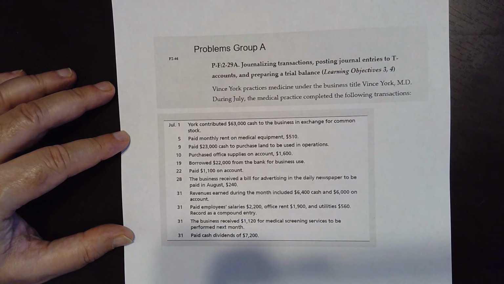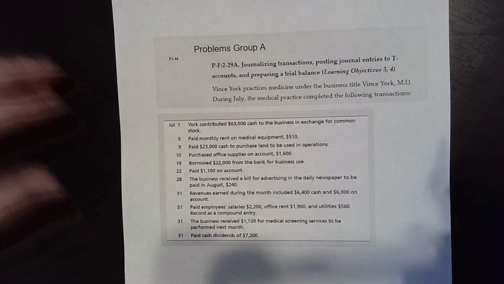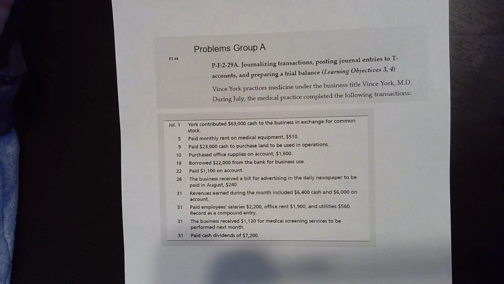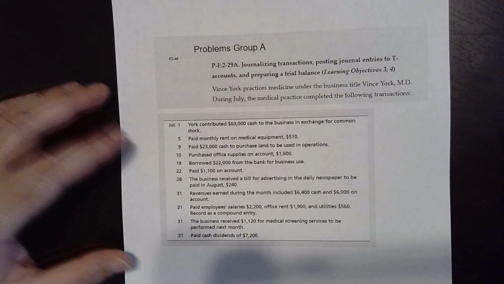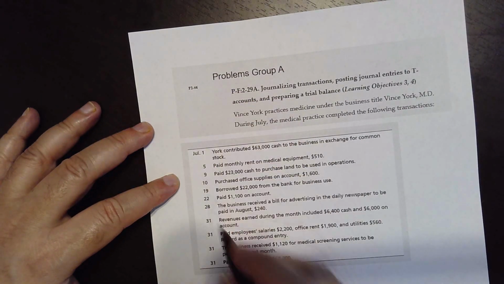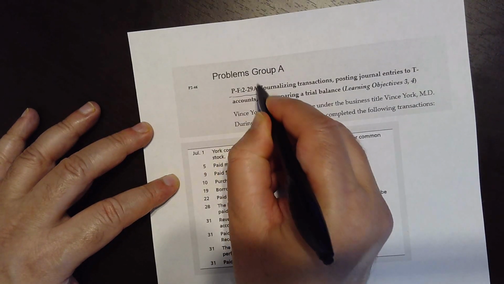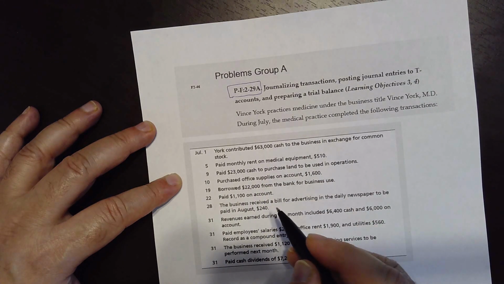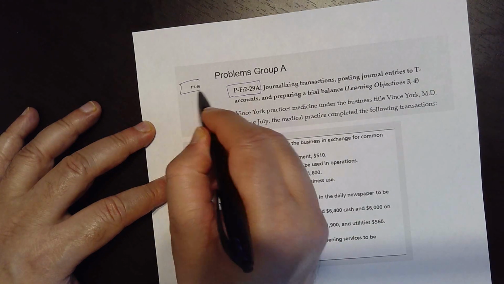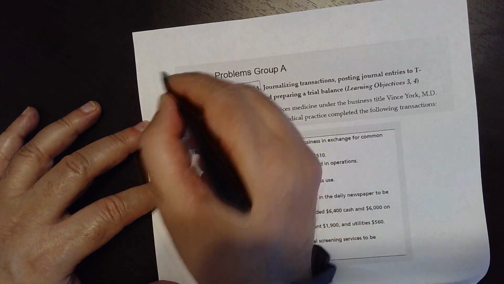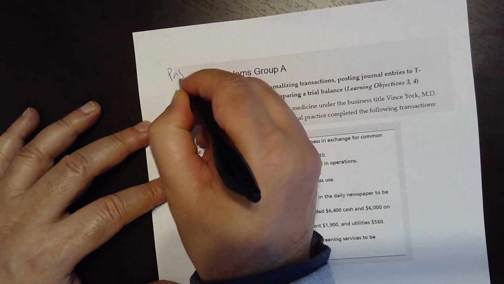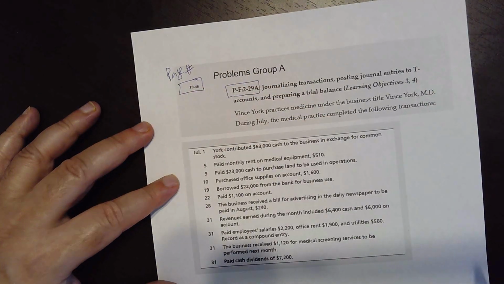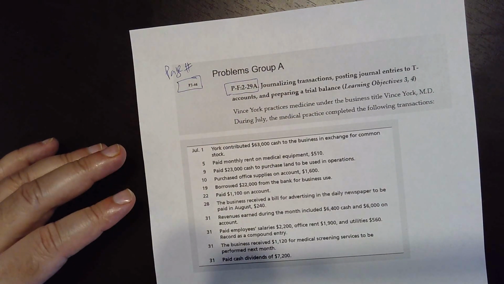So students, today we are going to talk about a question that I have picked up from chapter number 2. The problem is PF 229A and the page number is F246. That's the page number. And we're going to talk about these transactions.